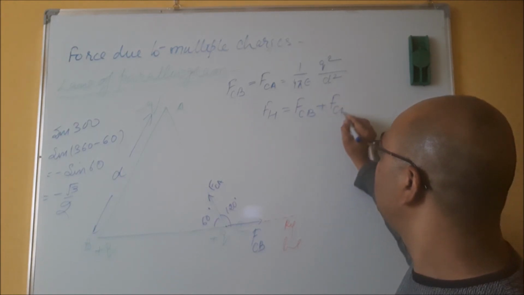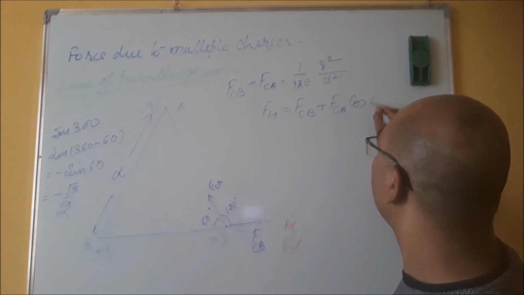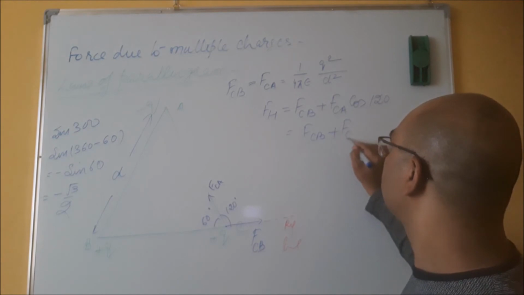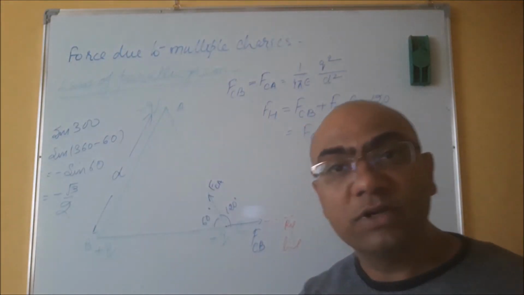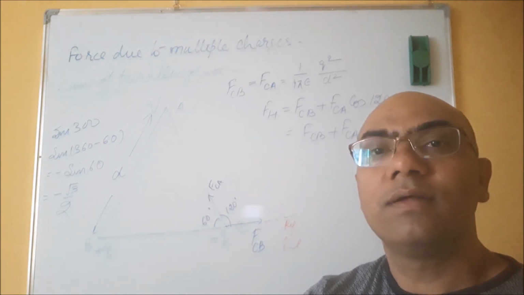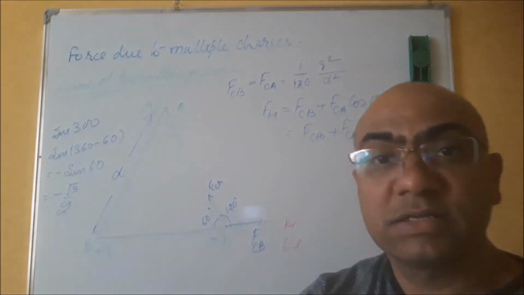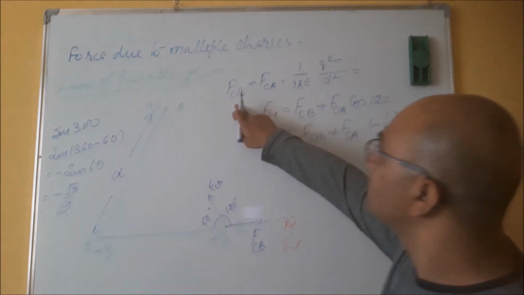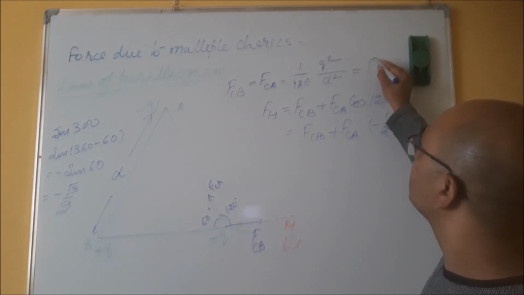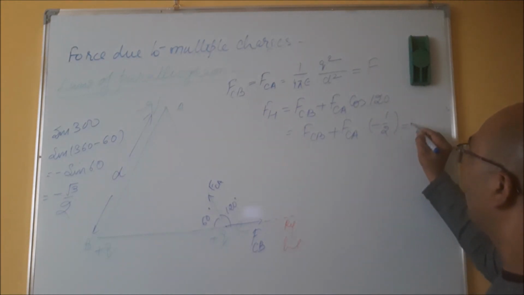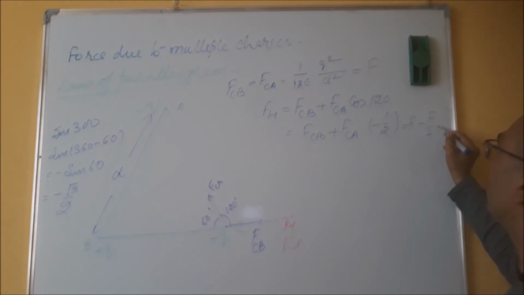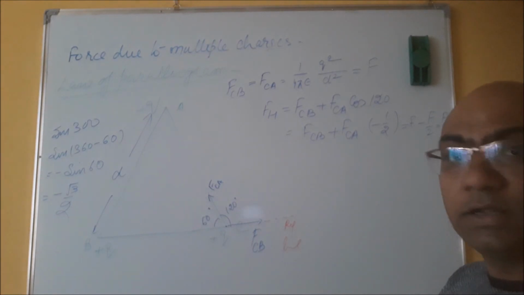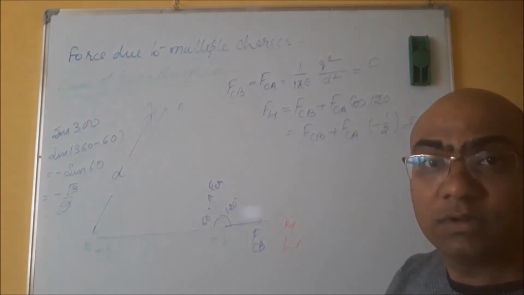plus FCA cos 120. What is the value of cos 120? Cos 120 is 1 by 2 with minus sign, so minus 1 by 2. Since both are equal, for simplicity I am saying this is F. So what will happen? F minus F by 2. What you will get? F by 2, right? So the horizontal component is F by 2.